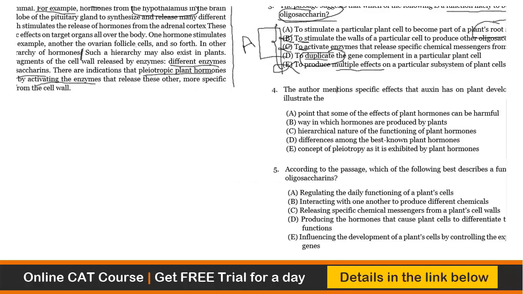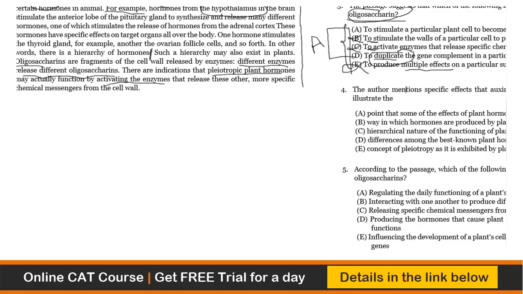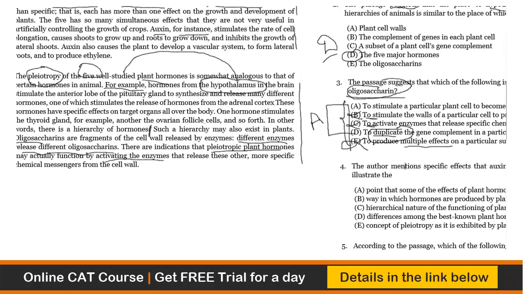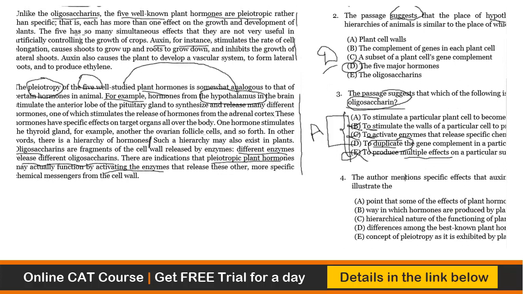So auxin has come, and auxin's different effects have come in the second paragraph. The author says the 5 well-known plant hormones have so many simultaneous effects that they are not useful in artificially controlling growth of crops. And auxin, for instance, is basically one of the 5 major hormones, and it has so many effects.